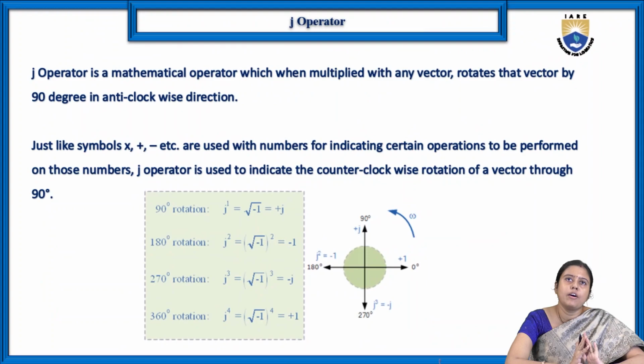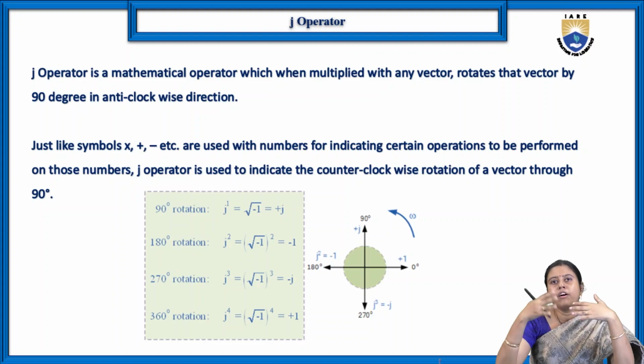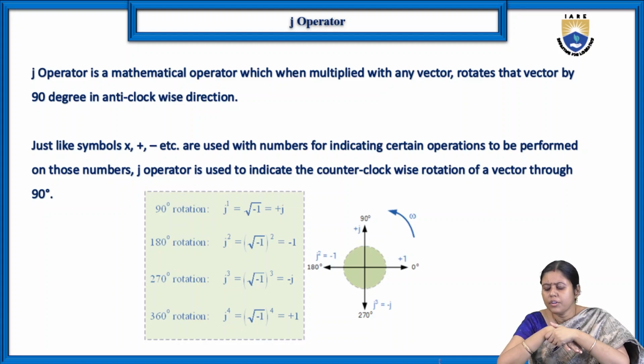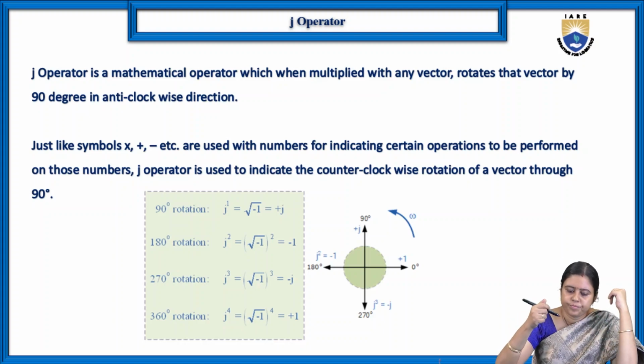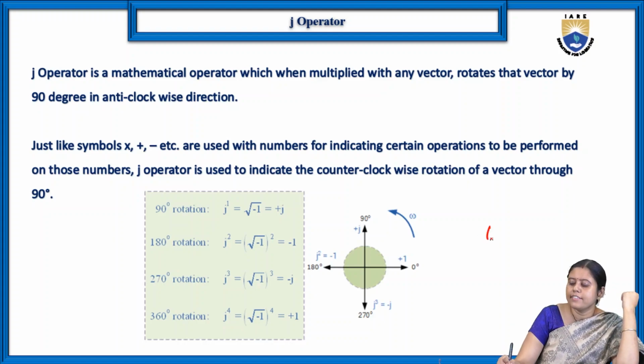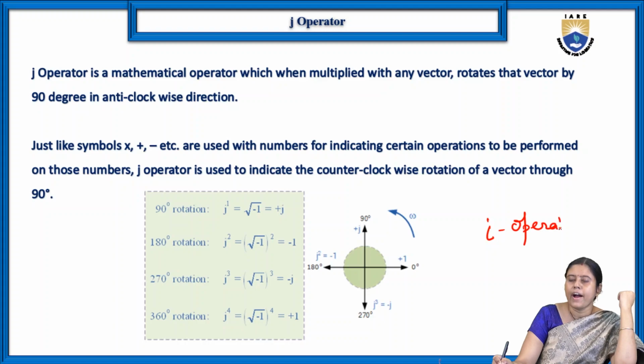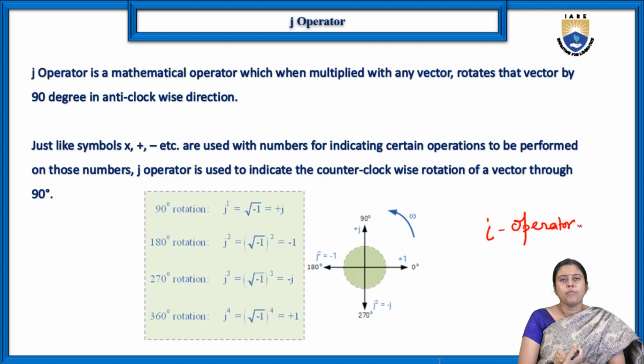Now we will discuss the J operator. In electrical engineering, we know the complex number from mathematics, the same thing we discuss in network analysis and throughout electrical engineering. For leading and lagging, we can use the J operator. Actually, we can call it the I operator, but in electrical engineering, small i means the current or instantaneous current. Instead of i, we are using j.